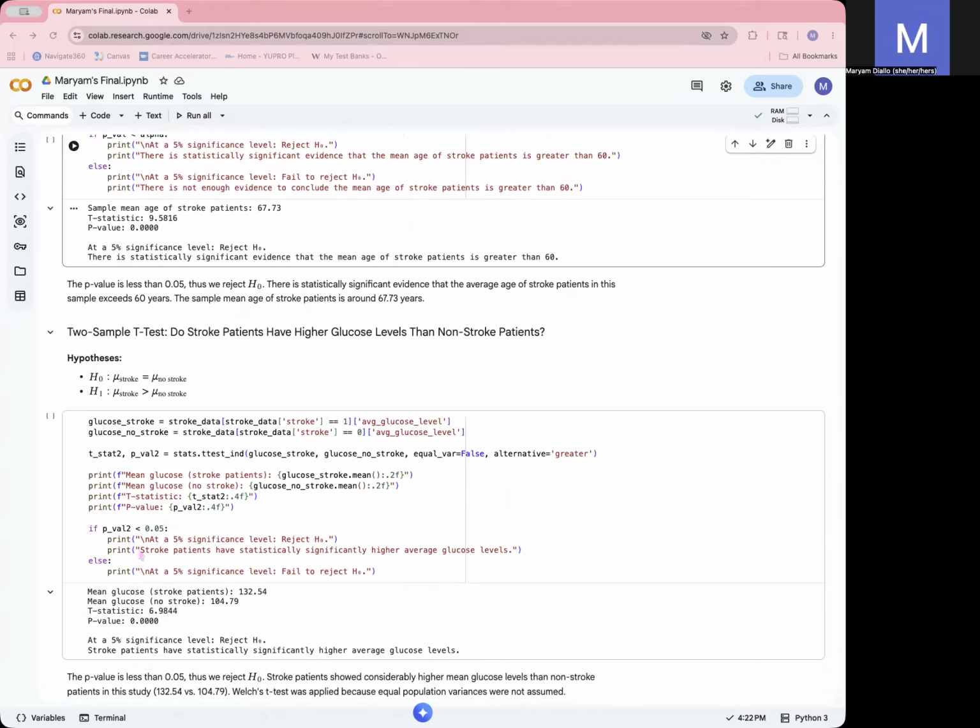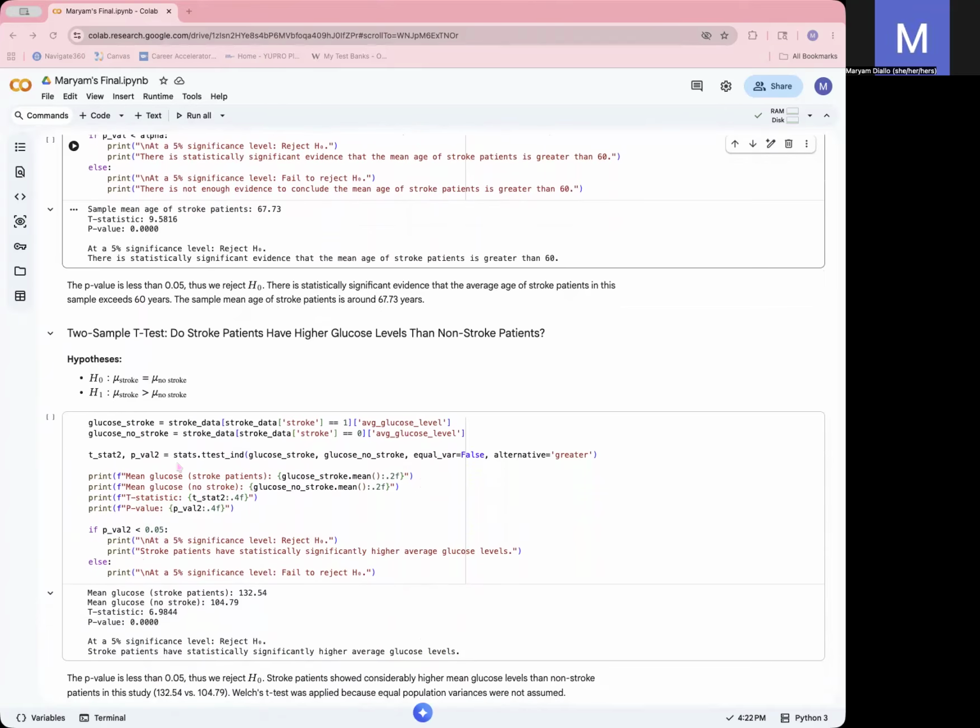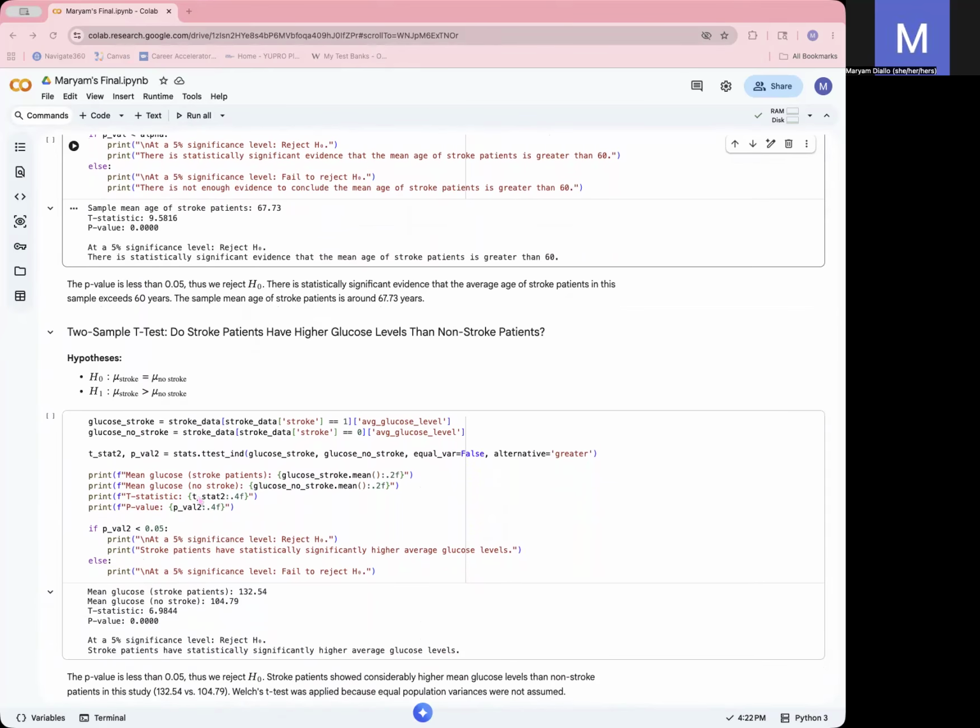We're comparing mean glucose levels between stroke patients and non-stroke patients. My null hypothesis was that the two means were equal, and the alternative was that the stroke patients have a higher glucose level. I used the Welch t-test, meaning I did not assume equal variance, which is just safer because we don't know whether the variances are equal across groups.